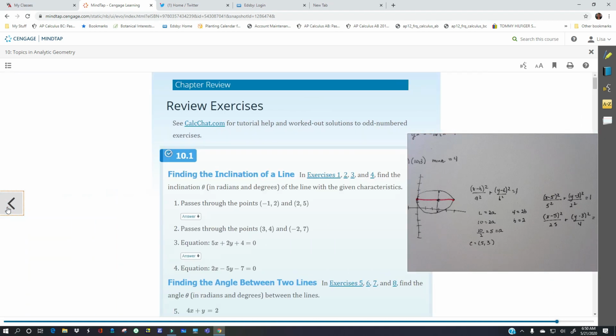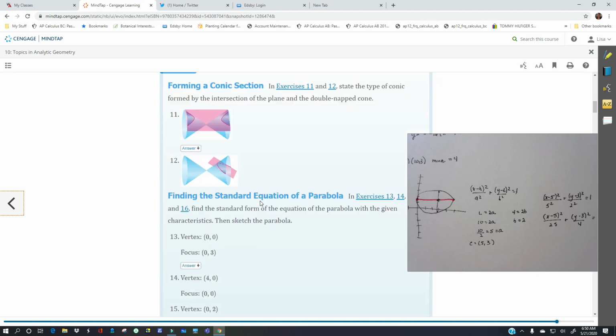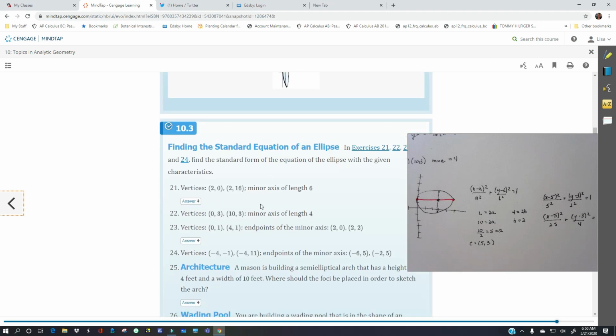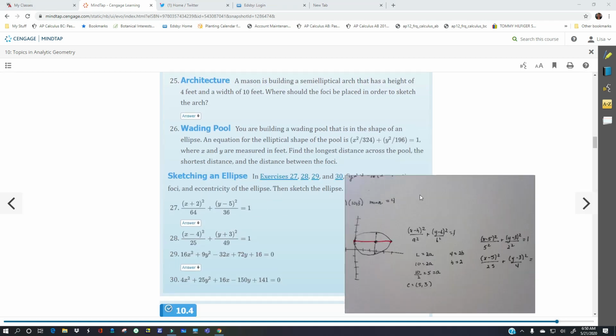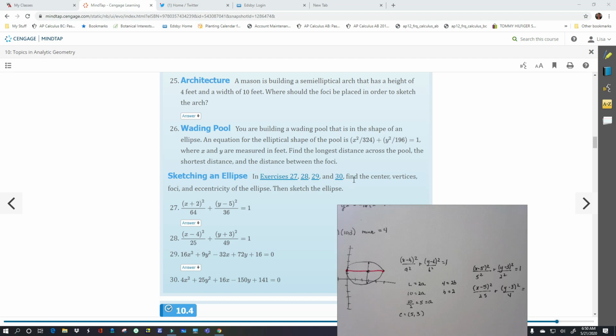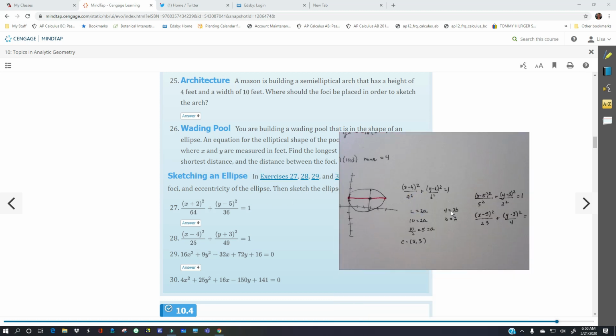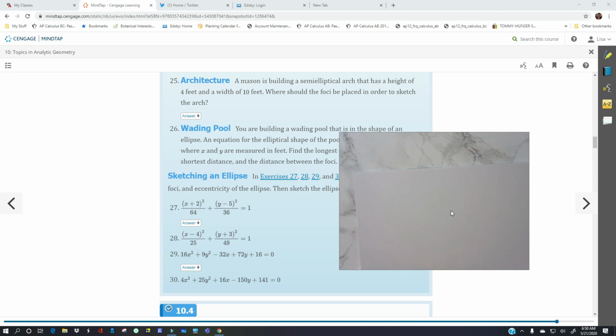That's another thing you might want to do, review exercises, is look at that chapter test and try the odds on that. But the other thing you're going to have to do, according to this, is, in curve sketching, you might have to find the center, the vertices, the foci, again, not the eccentricity, given the standard equation. So let's look at a problem like that. Let's do number 28. We're given the standard equation, which is x minus 4 squared over 5 squared, plus y plus 3 squared over 7 squared equals 1.